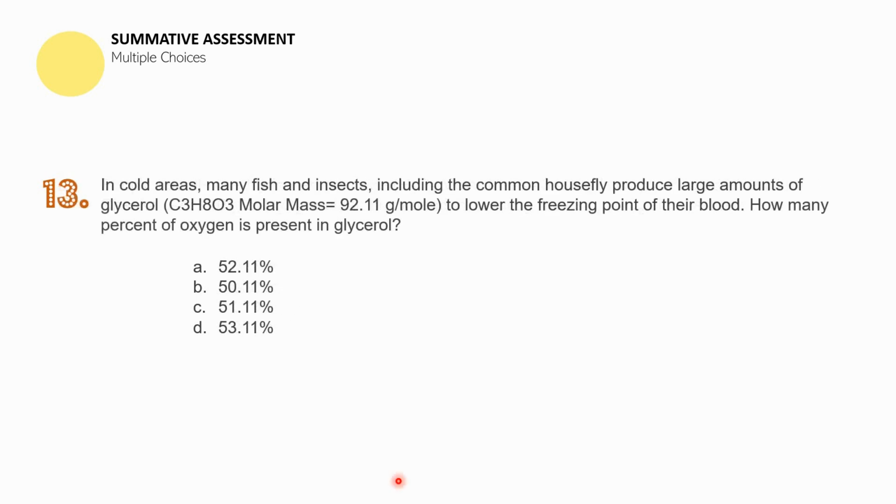Next is question number 13. In cold areas, many fish and insects, including the common housefly, produce large amounts of glycerol, which is C3H8O3, with a molar mass of 92.11 grams per mole, to lower the freezing point of their blood. How many percent of oxygen is present in glycerol? A, is it 52.11%? B, 50.11%? C, 51.11%? Or D, 53.11%?